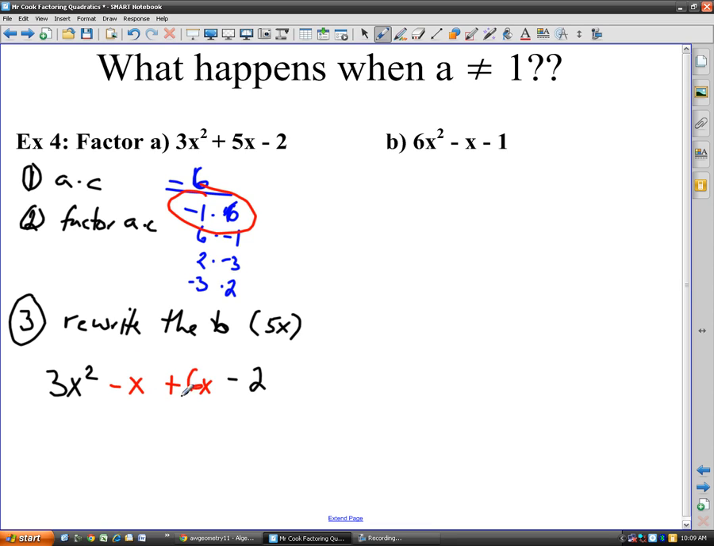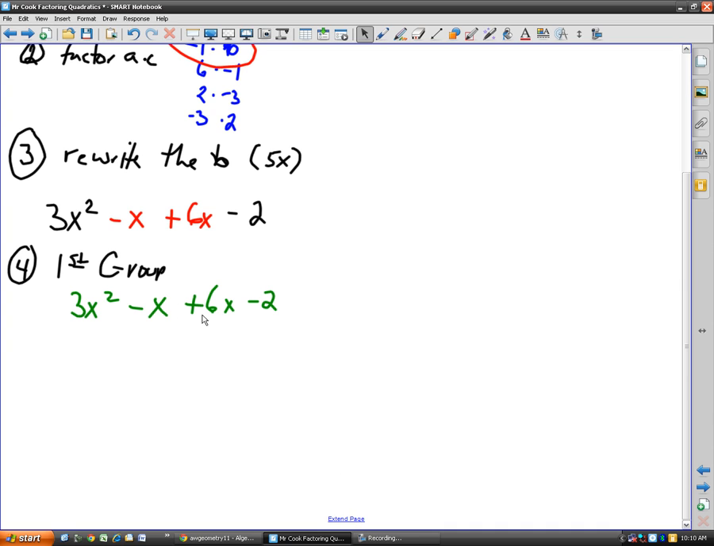Group the first two, group the last two. So we're going to group them. So I'm going to rewrite this. We have 3x squared minus x plus 6x minus 2. And you may be asking yourself, does it matter what order I put these guys in, the middle terms? No, it doesn't. It won't matter. So the grouping, I'm going to group the first two terms together and the last two terms together.